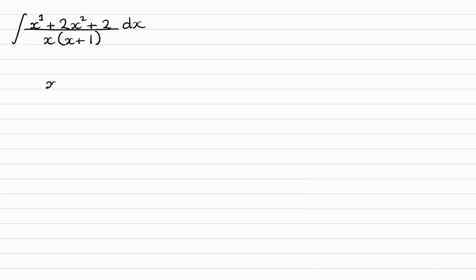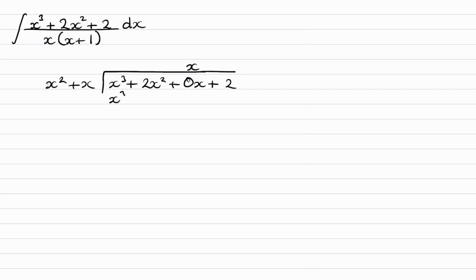That would end up being x squared plus x. Our numerator is x cubed plus 2x squared plus 0x, so putting a placeholder there, and then plus 2. So let's start the division off. We can see how many times x squared goes into x cubed, which would be x times. So put x here. And then we multiply the x by what we have here. That gives us x cubed plus x squared.